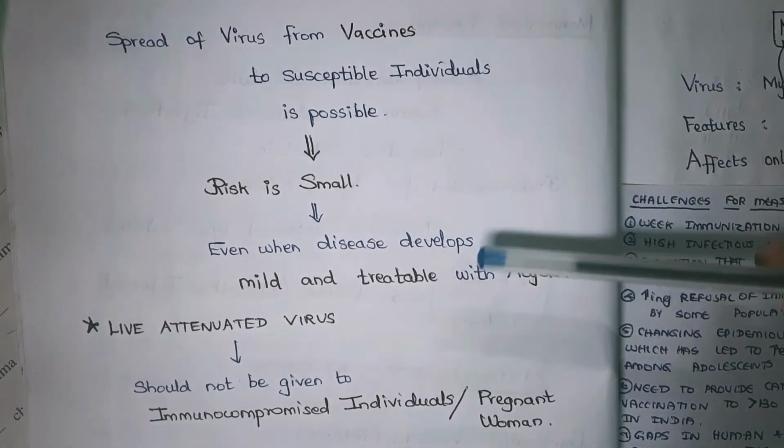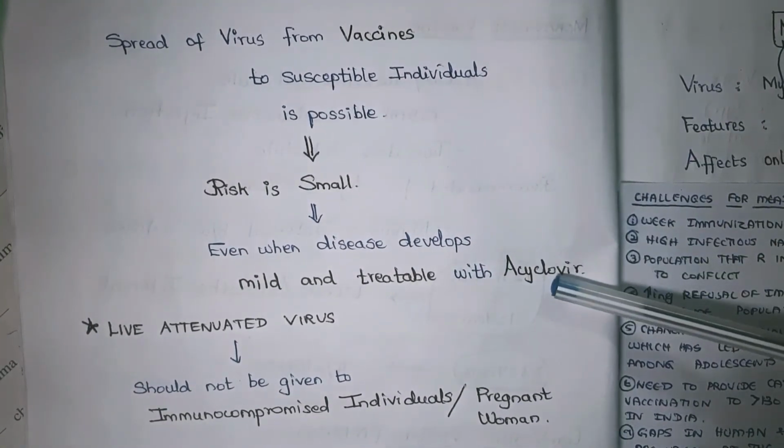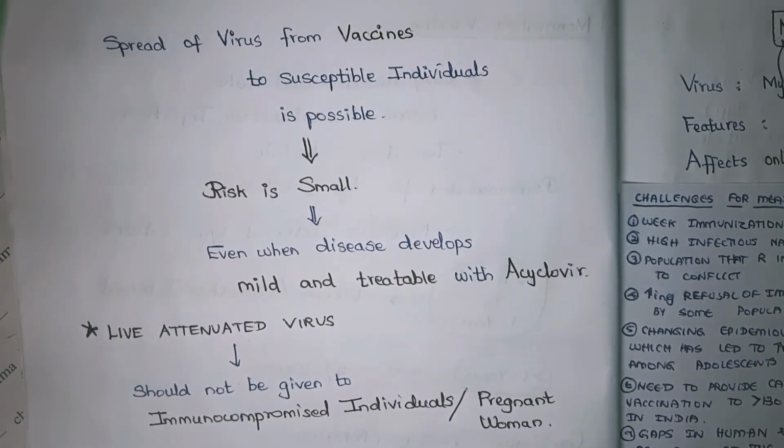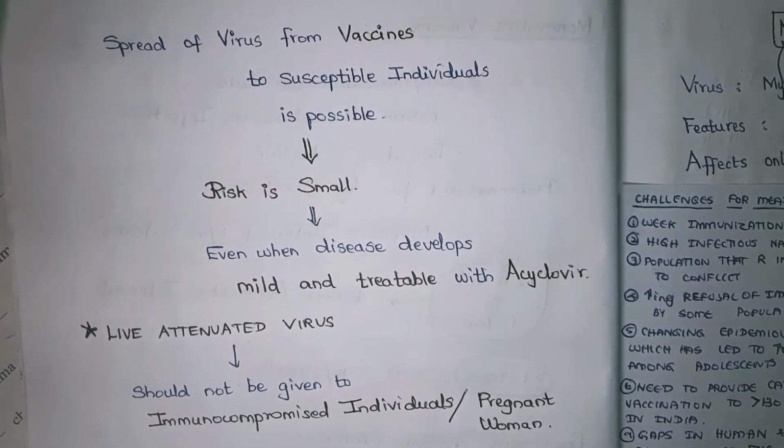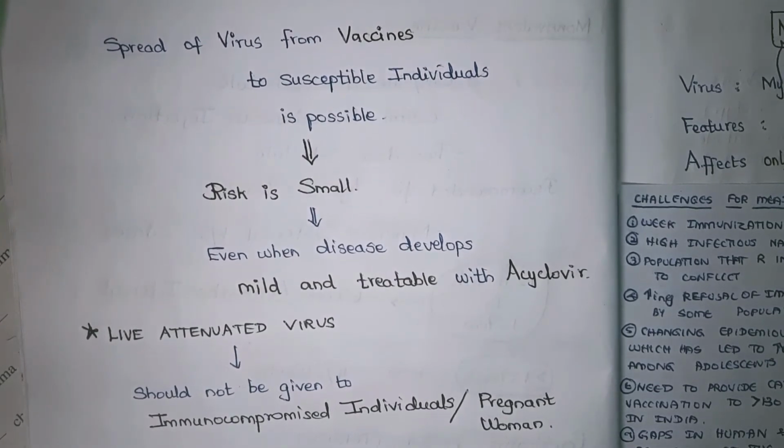Even when the disease develops, it is mild and treatable with acyclovir. So the virus which is infected from the vaccine is very mild and it can be treated with acyclovir. So not many complications are seen with these vaccines.